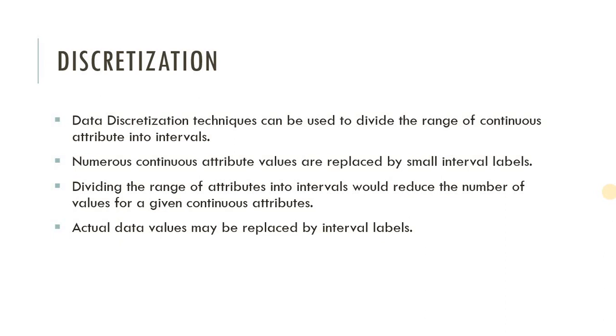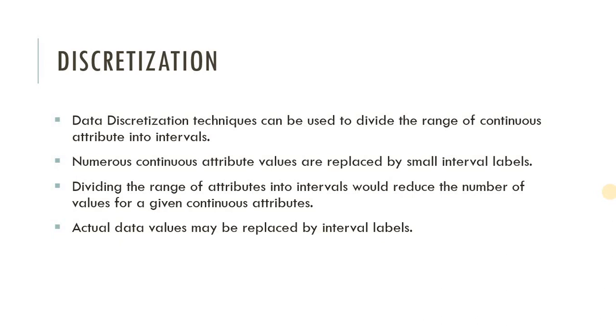Next topic is discretization. Discretization techniques can be used to divide the range of continuous attributes into intervals. Numerous continuous attribute values are replaced by a small number of interval labels. Dividing the range of attributes into intervals would reduce the number of values for a given continuous attribute. So the actual data value may be replaced by the interval label.